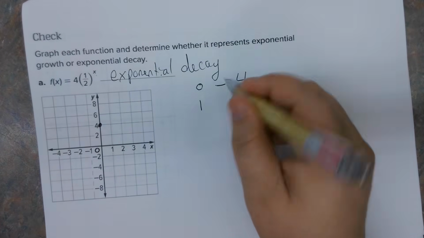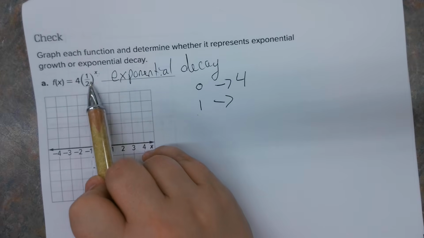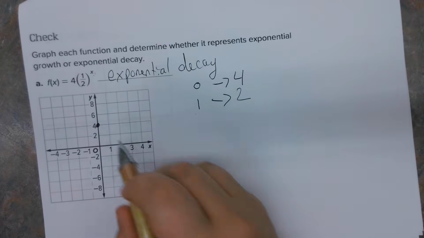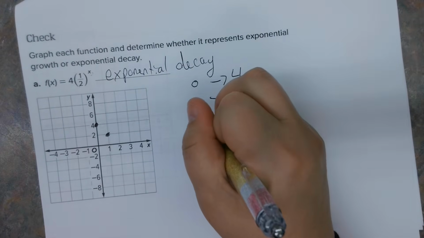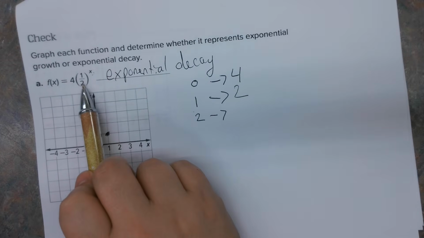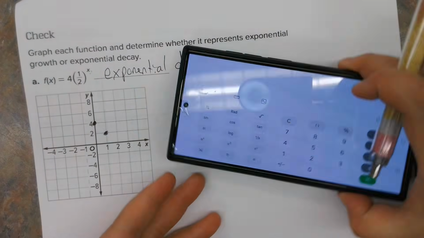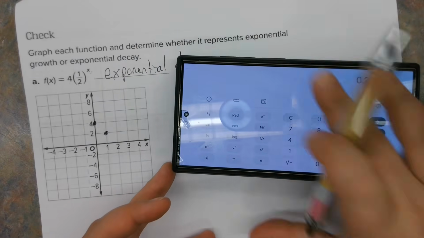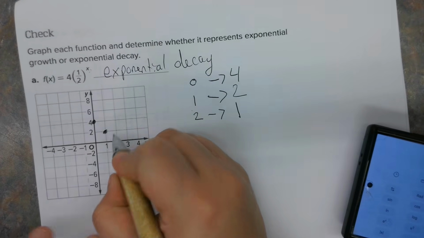Now let me do 1. I'm plugging that in here. 1/2 to the 1 power is just 1/2. Half of 4 is 2. So at 1, I'm going up to 2. What if I do 2? Half to the 2 power showed me that it was 0.25. So I'm going to do 0.25 times 4. If I can figure out how to use my calculator. 0.25 times 4 is 1. So at 2, I'm at 1.